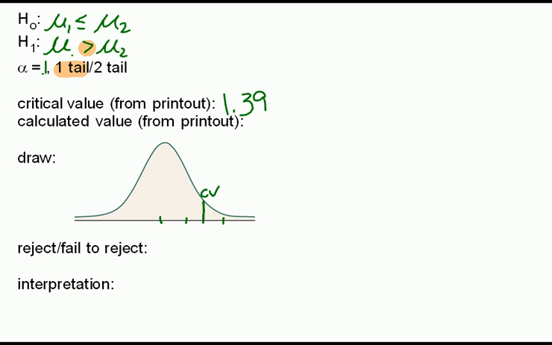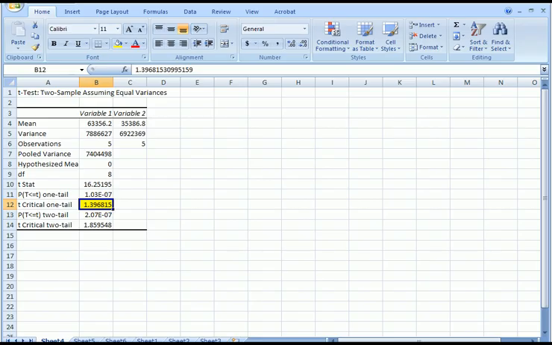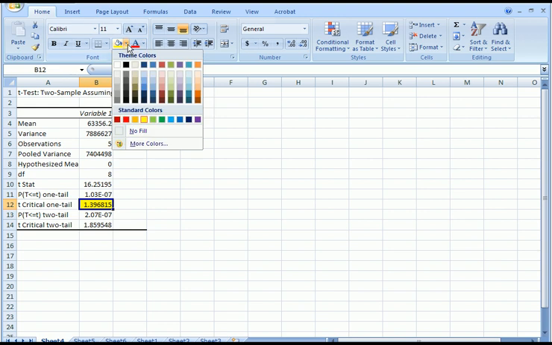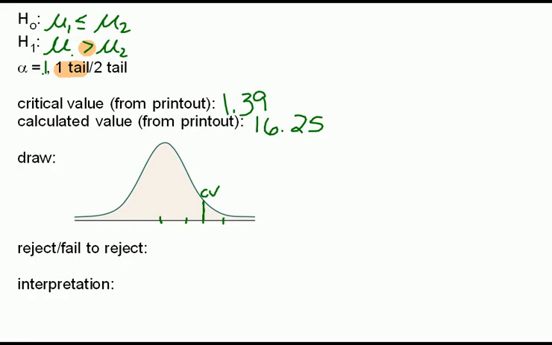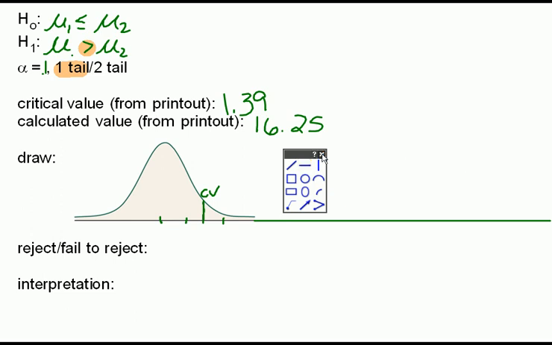What's the calculated value? Again, you can go to the formula and figure that through, or you can say to yourself, self, what would happen if I just looked at the printout? The t-statistic, the calculated value, is already there. 16.25. That's pretty far away. I'm going to need some more line. That means 16 standard deviations from the mean. Well, there are 2. 16 is somewhere out in here. That is my calculated value.